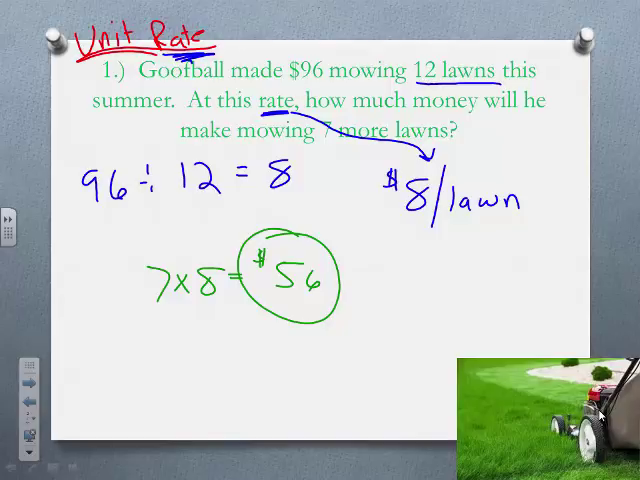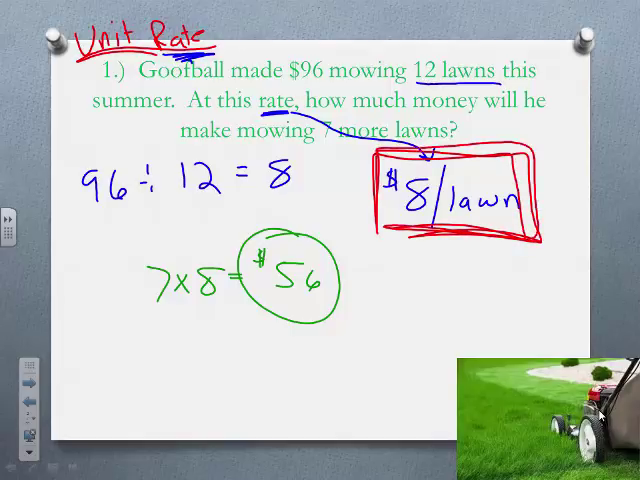Now remember, the part that is the unit is how much for 1 lawn. That's the key here. Okay, so I'm highlighting this because this is the key. This is not the answer. This is the key. This is the unit rate, or if it's money, the unit price. Okay. So let's get a little more defined here.